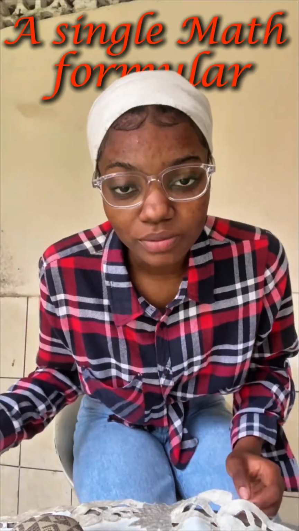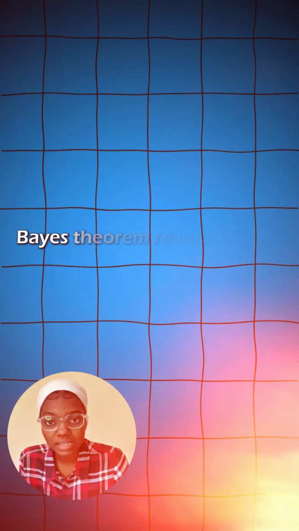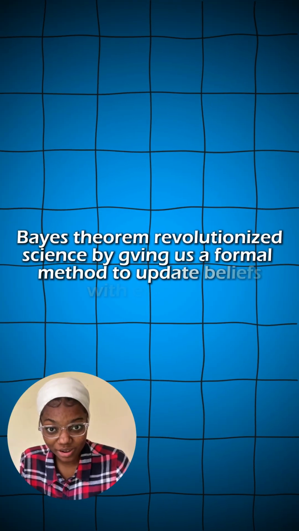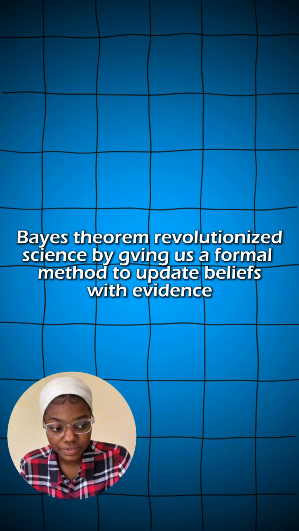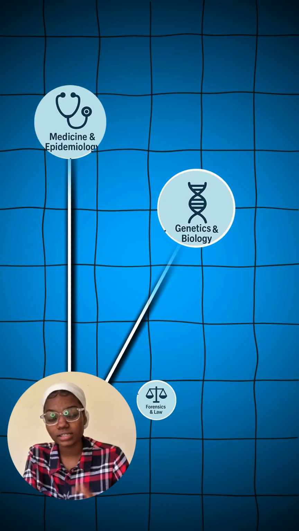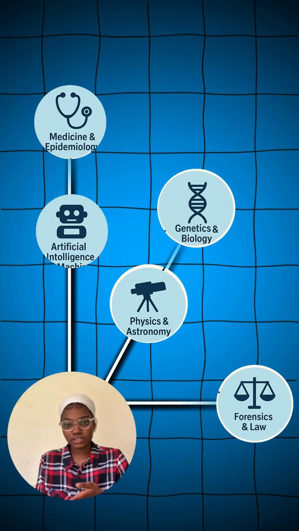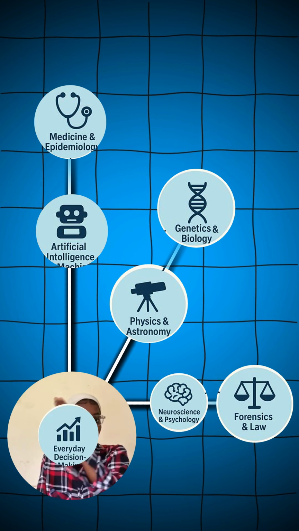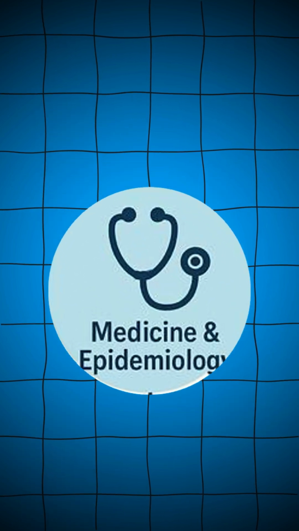What if a single math formula could save a life? Today, we are going to be talking about Bayes' theorem. Bayes' theorem revolutionized science by giving us a formal method to update beliefs with evidence: medicine, genetics, forensic law, artificial intelligence, physics, neuroscience and psychology, and everyday decision making. Our main focus here is in the medicine field.